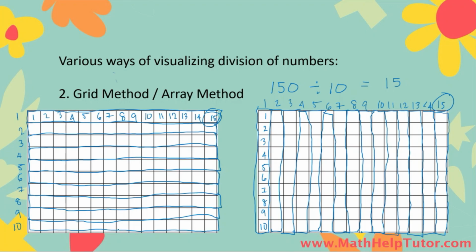So the array to the left has sections with 15 boxes in them, and we multiply them 10 times, which gives us 150. And the array to the right has sections that have 10 boxes in them, and we multiply them 15 times, which gives us the same answer of 150.